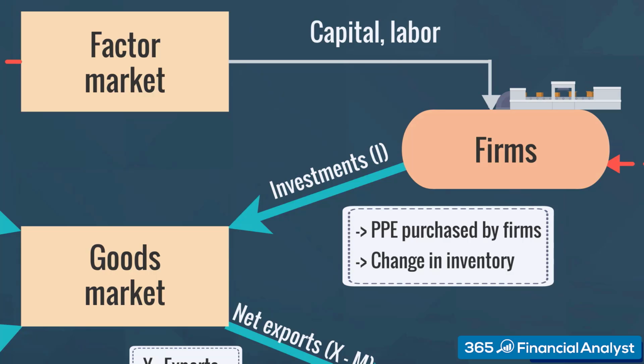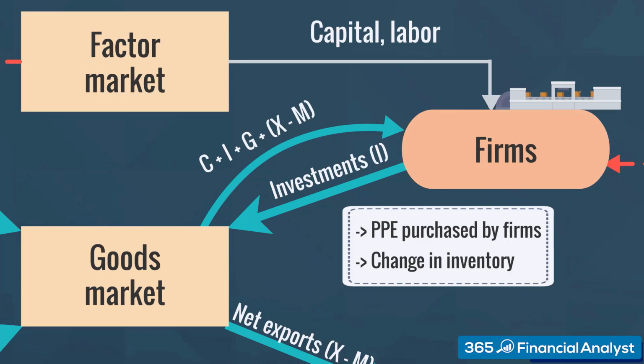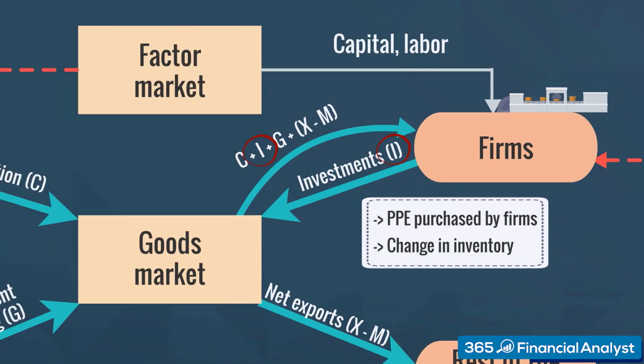Hence, when we see the term investments, or I, we must bear in mind that all property, plant, and equipment purchased by firms and the increase in inventory levels are its major components. In return, the revenue received by firms from the goods market is the sum of total household consumption, investments, government spending, and net exports. Pay attention that investments flow from and back to firms as companies produce the capital goods needed, sell them on the goods market, and receive income in return.